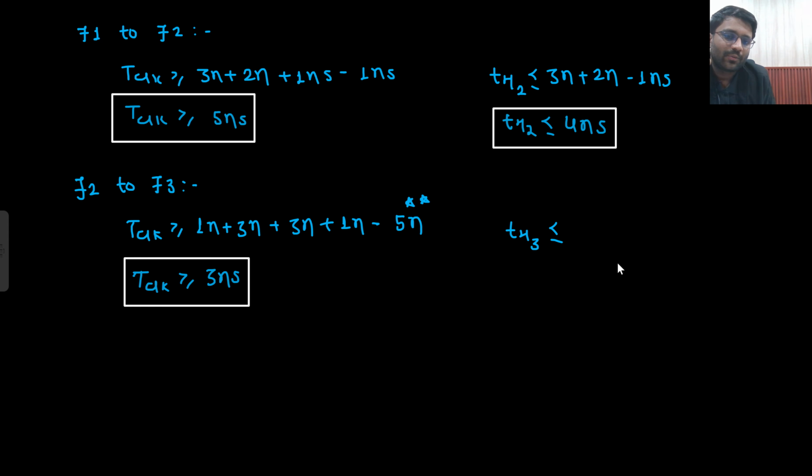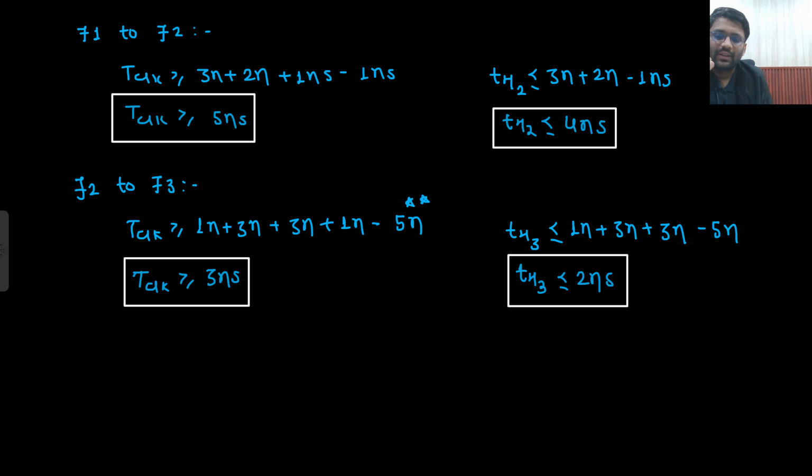So hold time of the third flop should be less than or equal to 1 nanosecond plus 3 nanosecond plus 3 nanosecond, minus 5 nanosecond. So hold time of the third flop should be less than or equal to 2 nanosecond. Okay, so these are the scenarios. Now he is saying that it should be, let's not put it in the box.